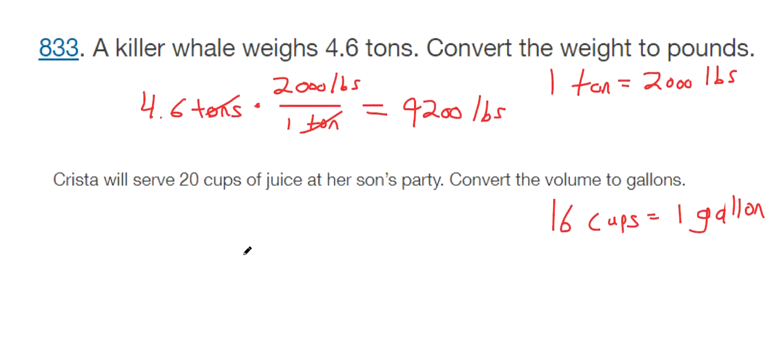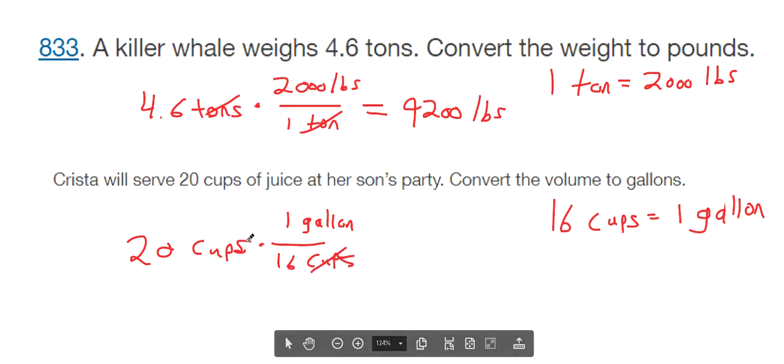And then Christine will serve 20 cups of juice at her son's birthday party. So convert the volume to gallons. There's 16 cups in 1 gallon. So let's take those 20 cups and we're going to multiply it by 1 gallon over 16 cups, our conversion factor. So those cross cancel. Put a little 1 here. You would multiply 20 times 1 makes 20 over 16 gallons.